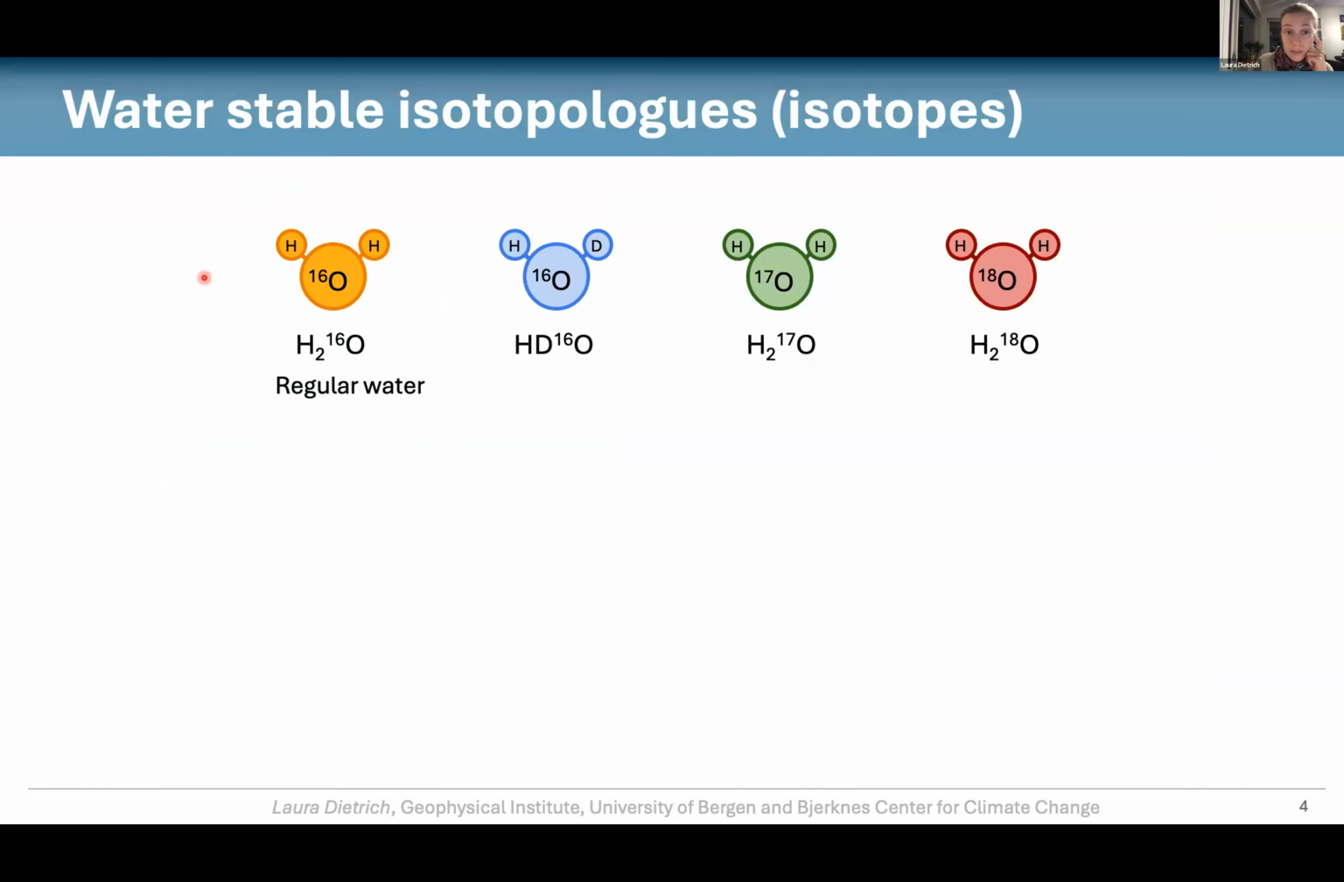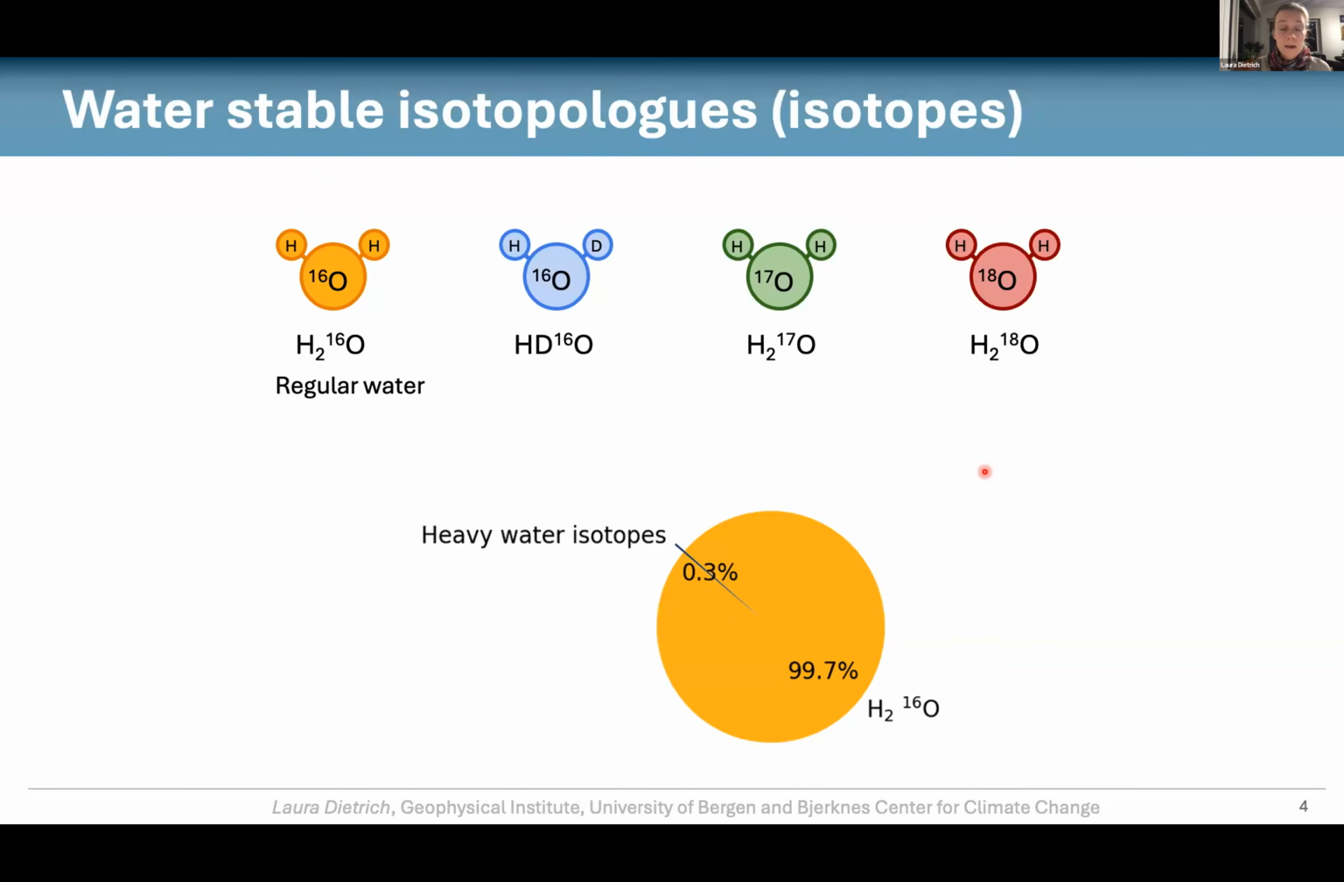What we have is, of course, the regular water, H2-16O, but then there are also various heavier isotopes that differ in either the hydrogen atom or in the oxygen atom. The vast majority of water in the Earth system consists of regular water, and just this very small fraction of approximately 0.3% are these heavy water isotopes. Nonetheless, these are the ones that will tell us about climate changes or maybe also climate variability.